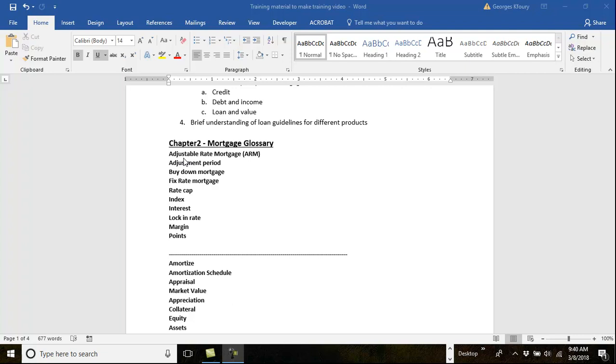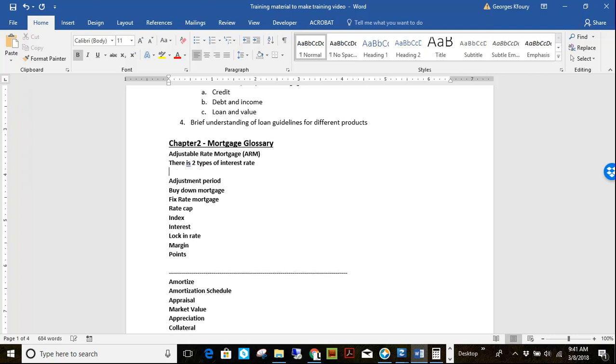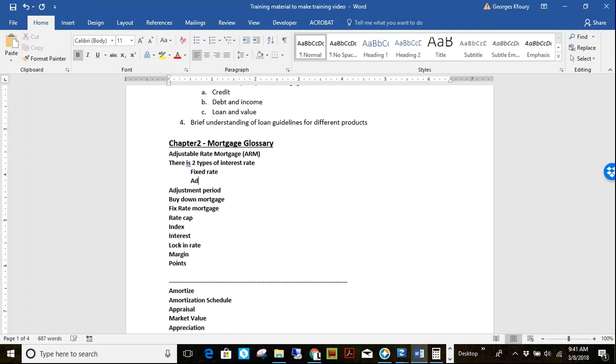So the first term that we are using is called the adjustable rate mortgage, abbreviated as ARM. What's ARM? It's adjustable rate mortgage, which means its interest rate. There are two types of interest rate: fixed rate and adjustable rate.